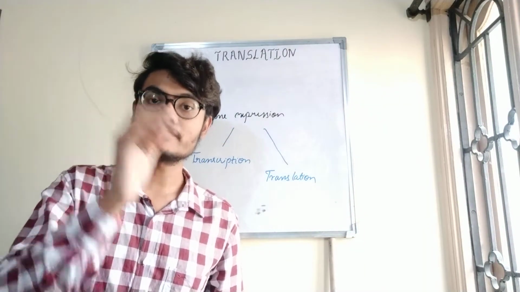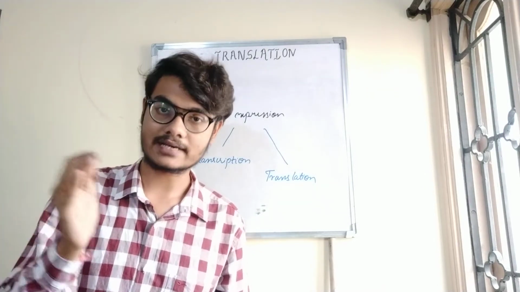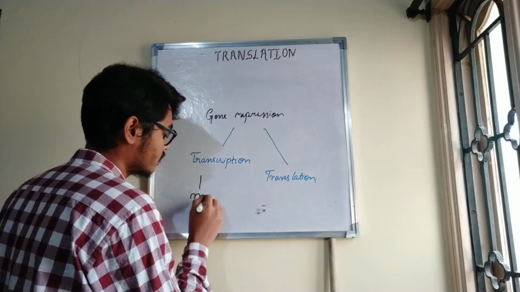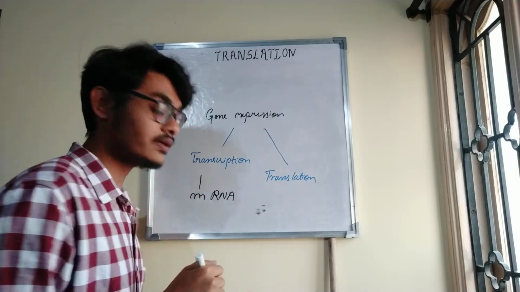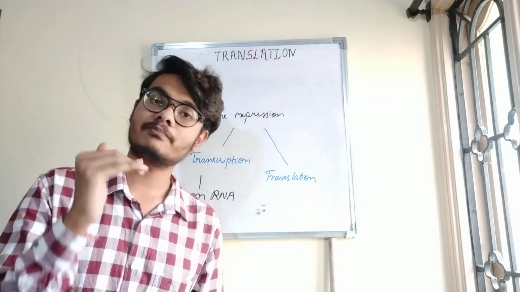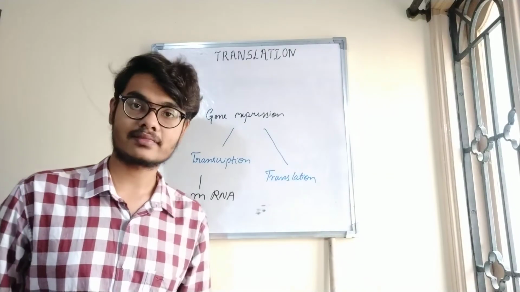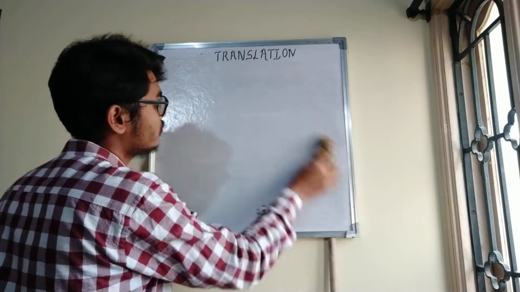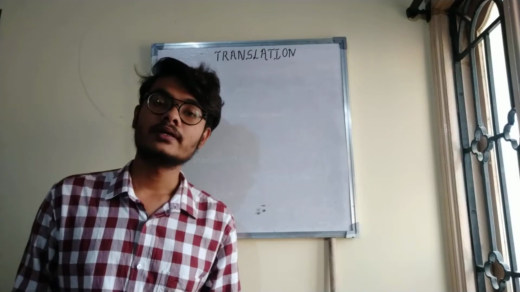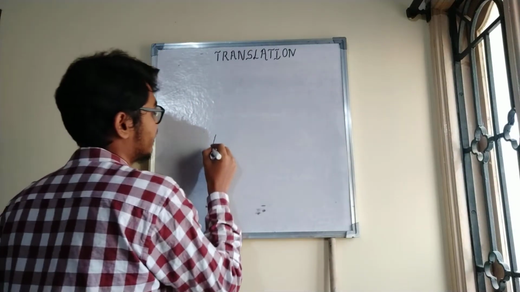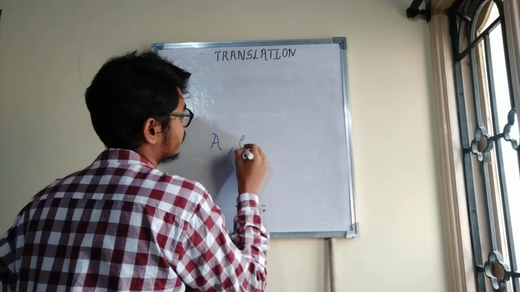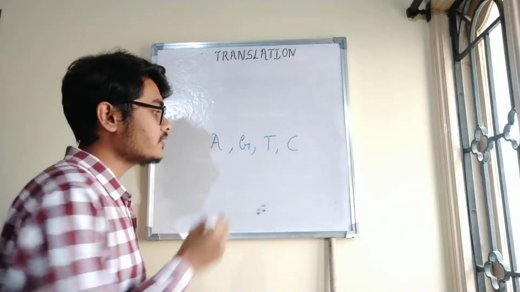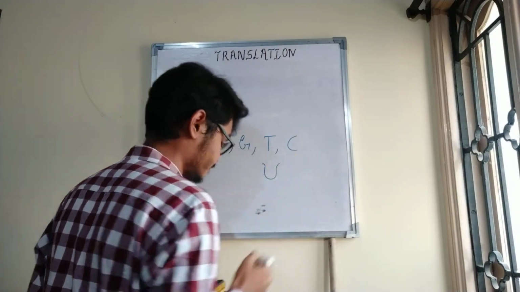In transcription, what happens? The message from the DNA is copied to an RNA, that is mRNA, messenger RNA, and this brings the information outside the nucleus, and that information will be used for the second step, that is translation. Now we know that the information of the genetic code is stored in the form of base pairs with the 4 bases: adenine, guanine, thymine and cytosine. In the case of RNA, in the place of thymine there will be uracil.